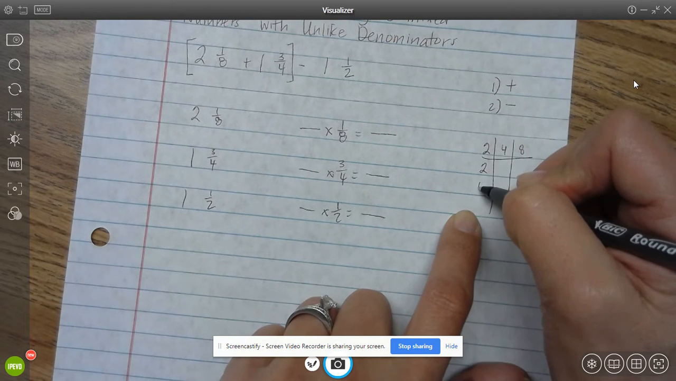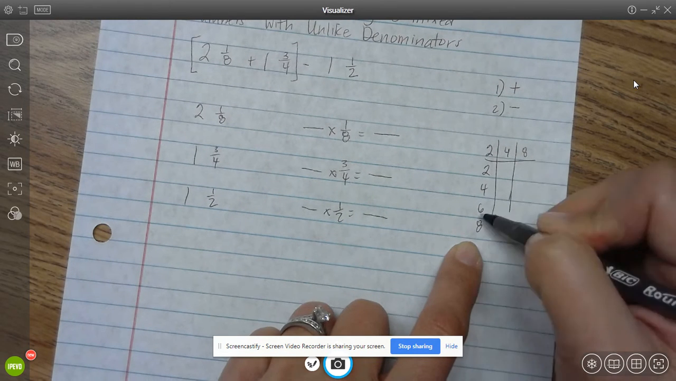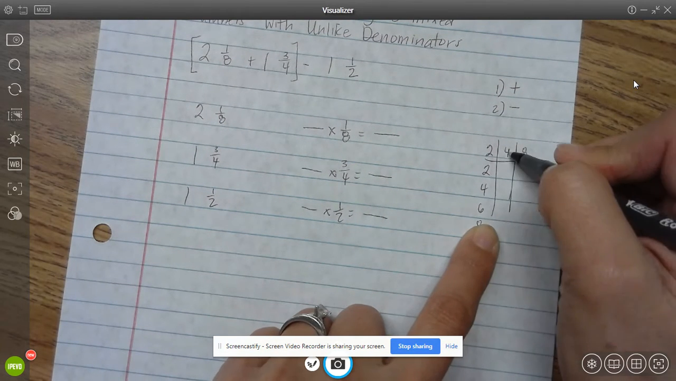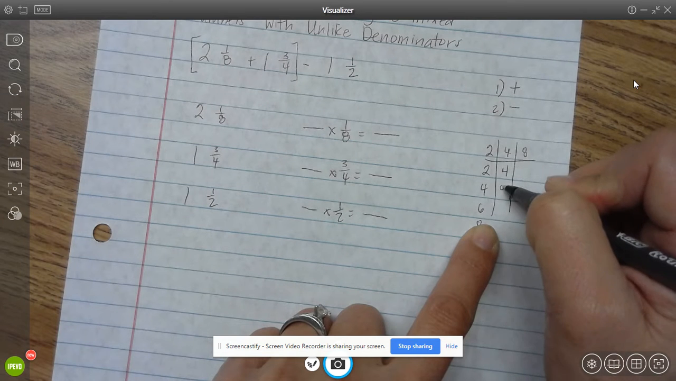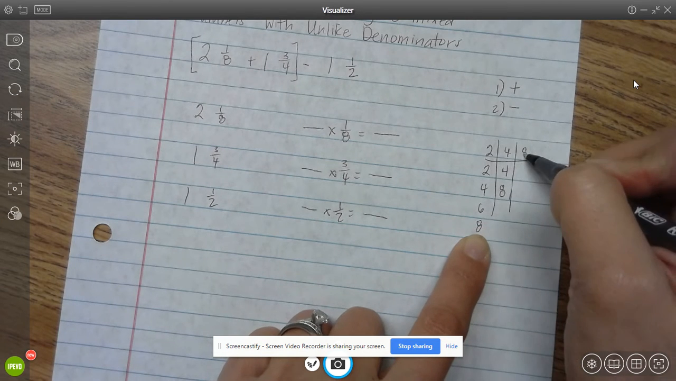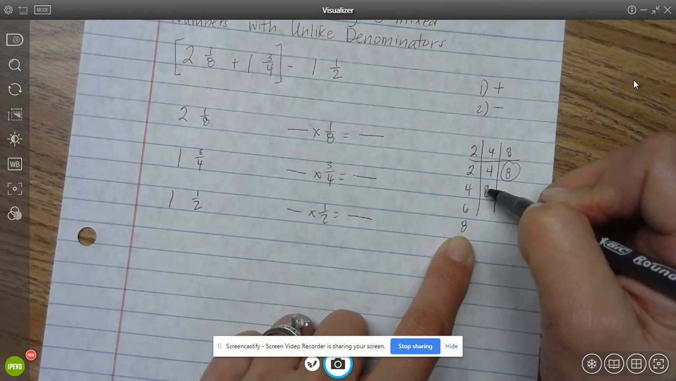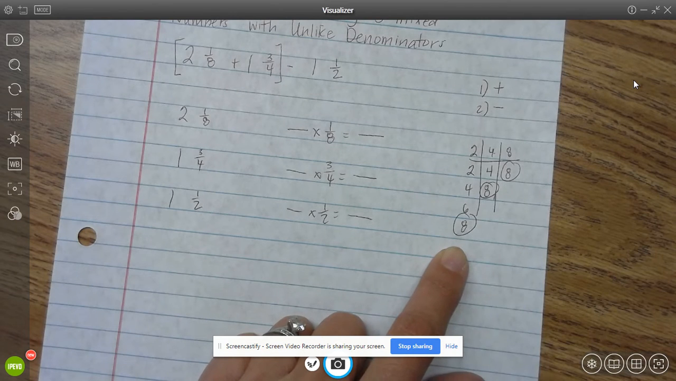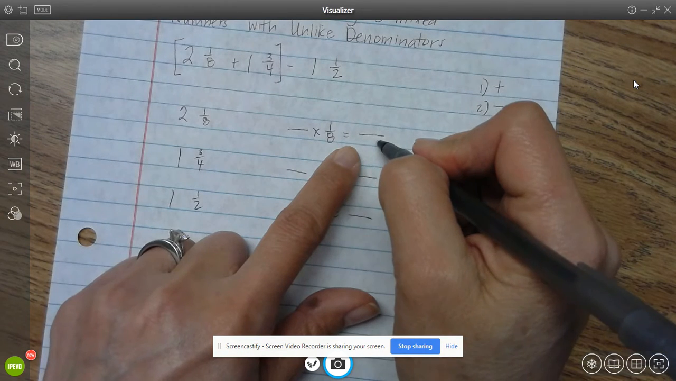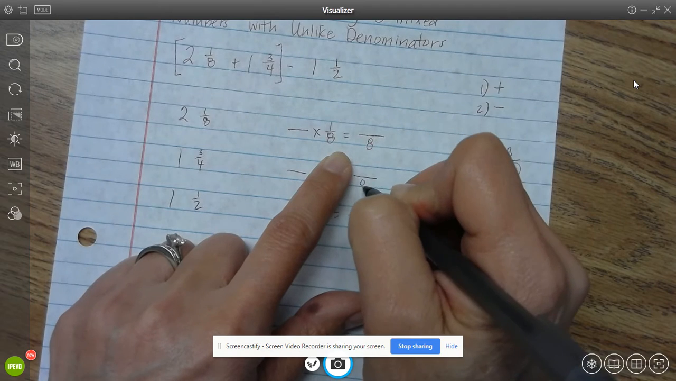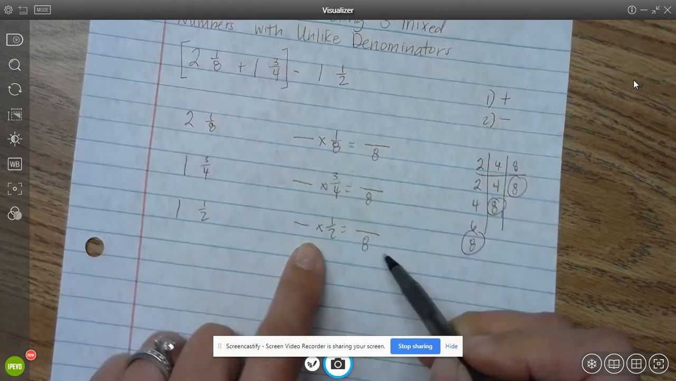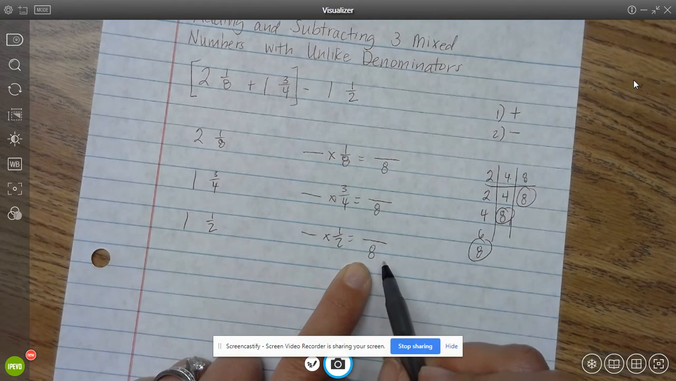But for those of you who do not have your multiplication facts down, you're going to go ahead and complete this. So 2, 4, 6, 8. And I know there's an 8 here. This is 4 times 1 is 4, 4 times 2 is 8, and then obviously 8 times 1 is 8. So my least common denominator is 8. So I am going to put an 8 here because my goal is to change all these fractions so that their denominator is 8.